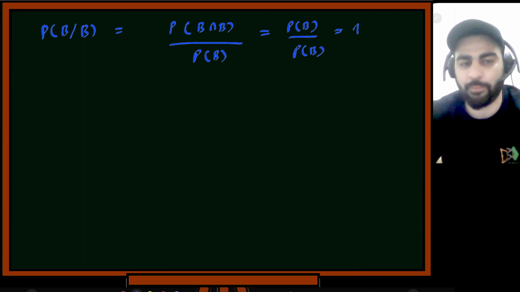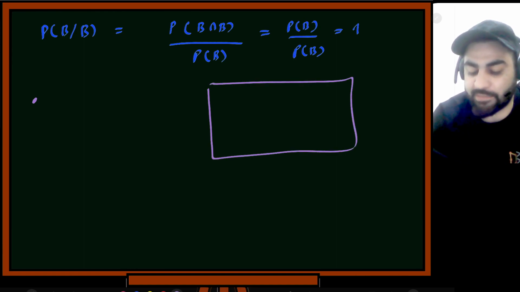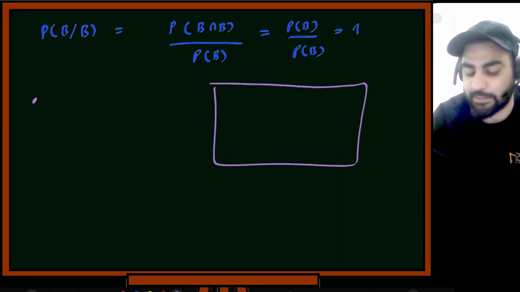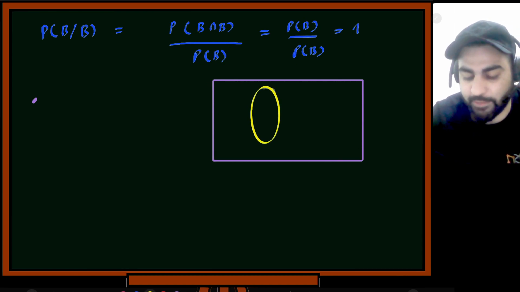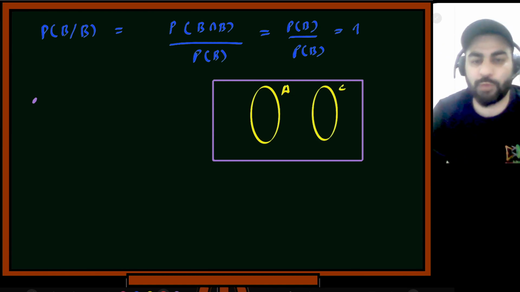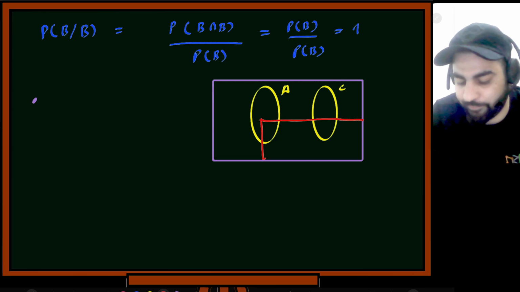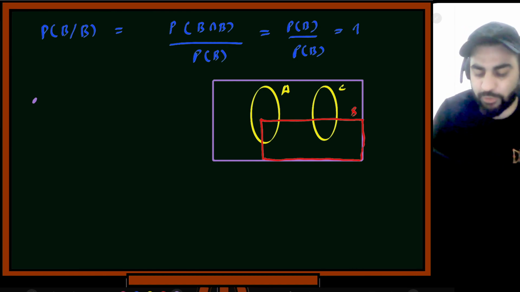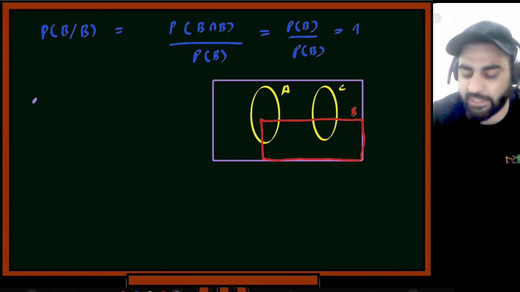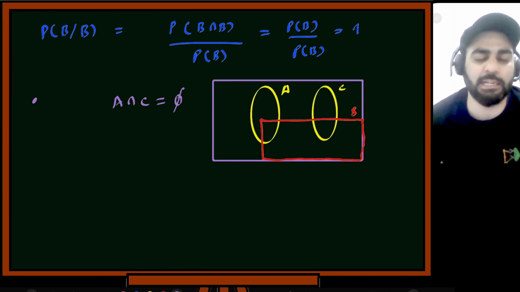Now one more important thing that I want you to understand is this. Let's suppose we have a sample space. The sample space is the set of all possible outcomes. Then suppose we have an event A over here and an event C over here, and one more event B, this red event, somewhere like this. Here you can clearly see that A intersection C is phi. They are disjoint sets, they are mutually exclusive.